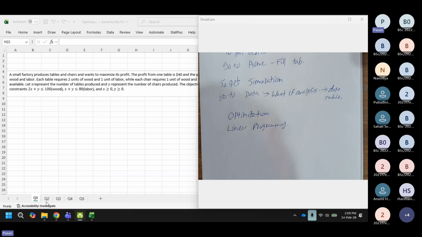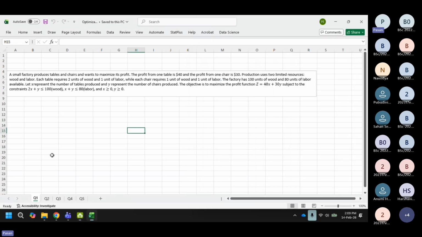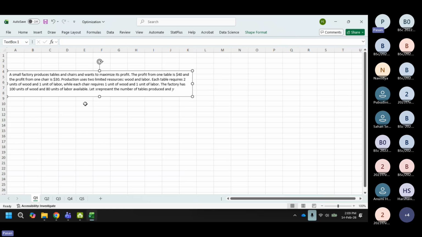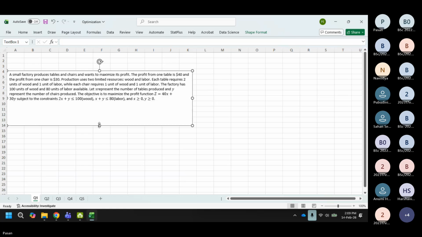So let's quickly look at that. I will show you how to get the Solver and so on. Now, before going into that, let's look at this example here. We have a particular example given like that. Let's read down this example. We are looking at a small factory.